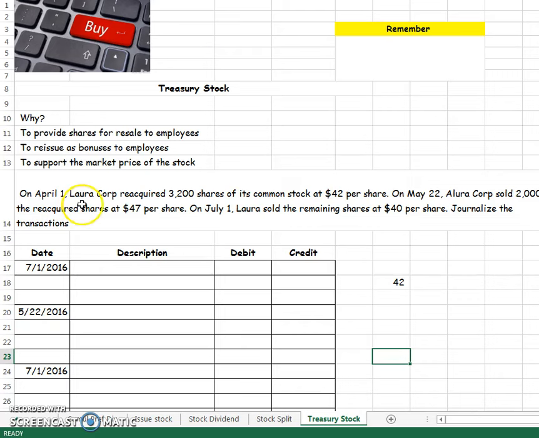Alright, so let's look. On April 1, Laura Corp reacquired 3,200 shares of its common stock at $42 per share. So it's worded like this so that you'll know that we are buying our own company stock. Alright, if we're buying something, then that tells us that our cash has to go down because we're using cash to buy it. And since we're buying our own company stock, we're going to call that stock treasury stock. We're buying 3,200 shares and we're paying $42 per share. So we'll multiply 3,200 times 42, and that's how much money we're going to have to pay to buy that.